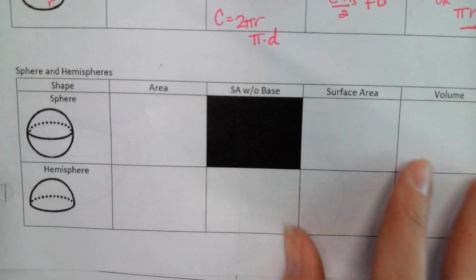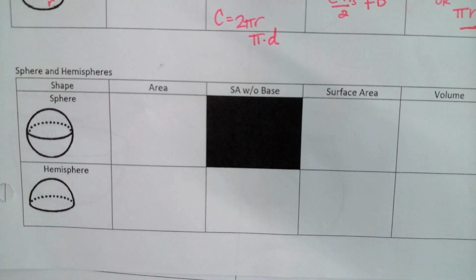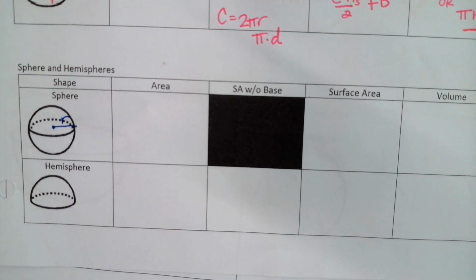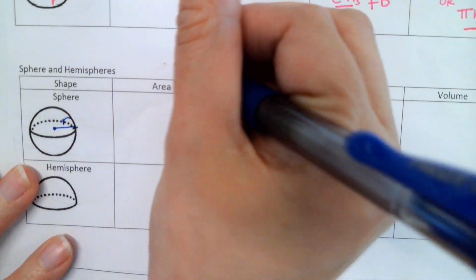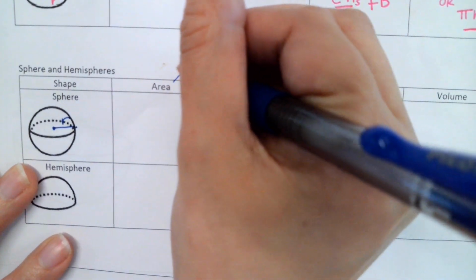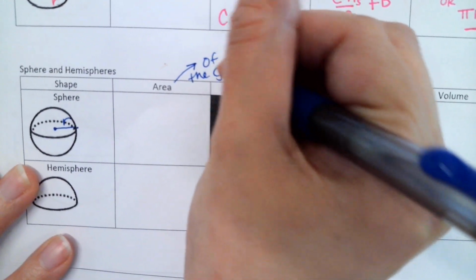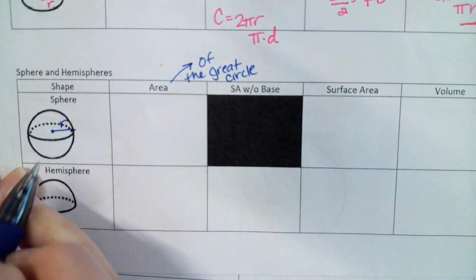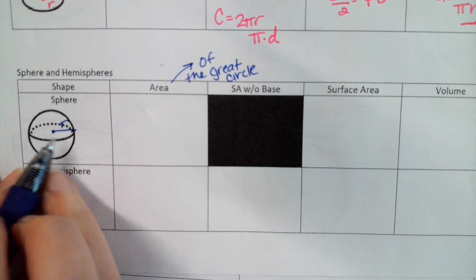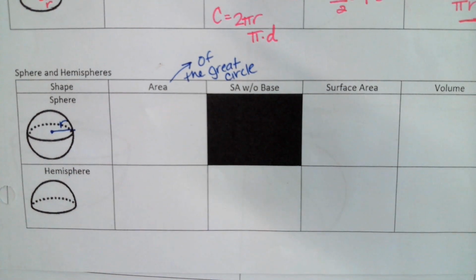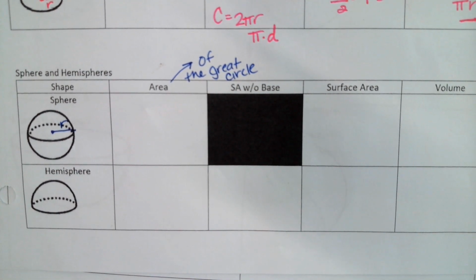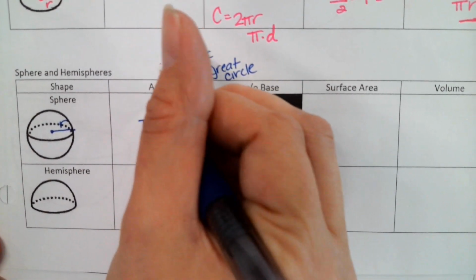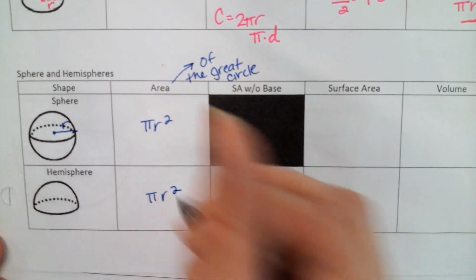Be too difficult. So like I said, the main character is the radius. You really need the radius for all of these. When we're talking about area, we really want to talk about the area of the great circle. That's the largest circle through the center. So when I'm talking about area, I'm talking about area of the great circle. So that's pi r squared.